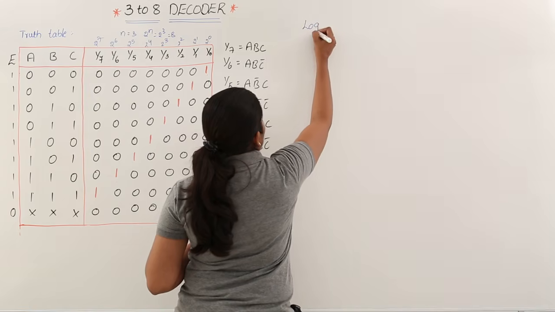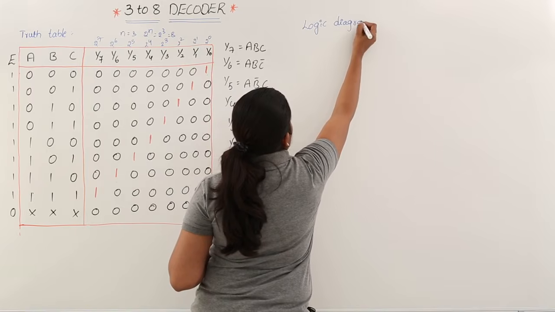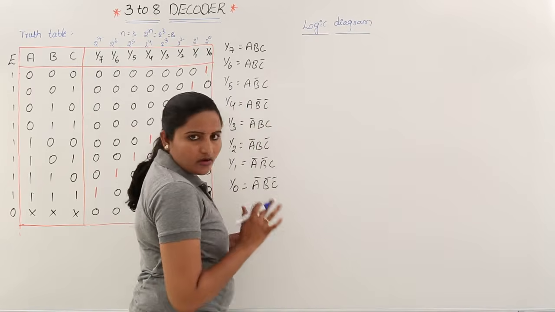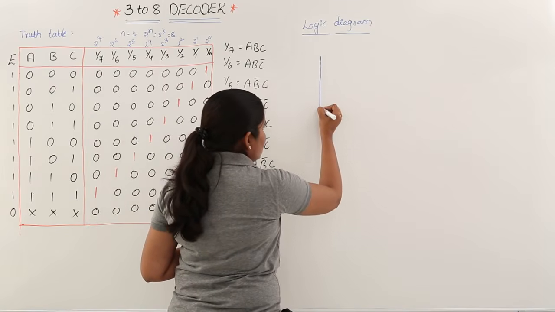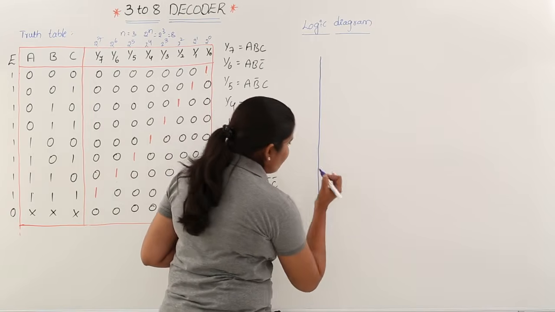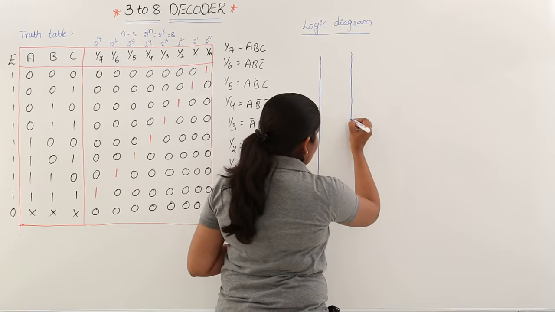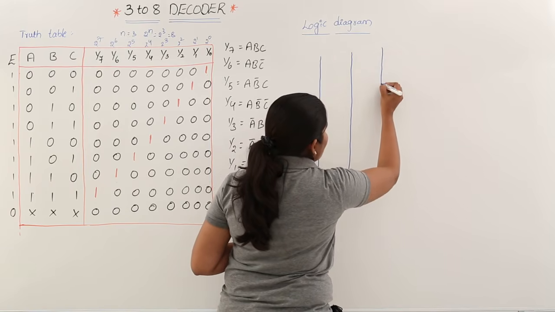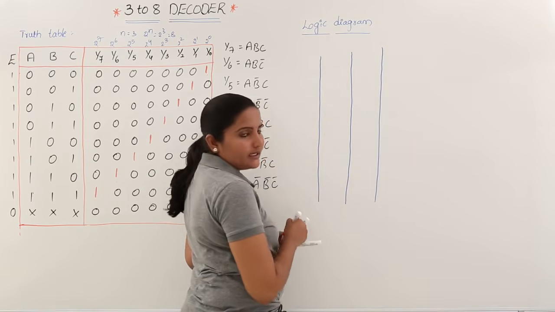So, logic diagram of 3 to 8 decoder I am going to take here. In this logic diagram, I have 3 variables A, B, C and their complements. Initially, the normal variables A, B, C I am taking with blue color, and their complements I am representing with red color.